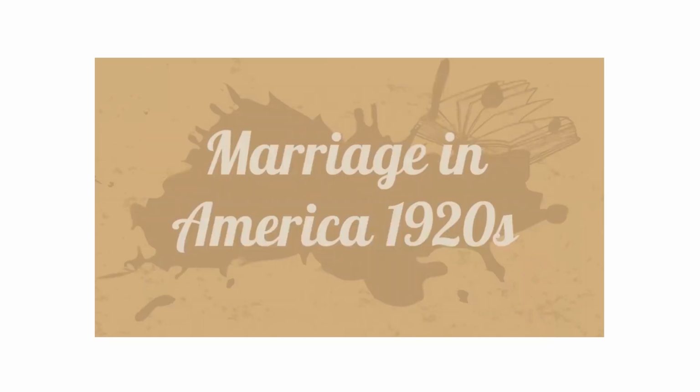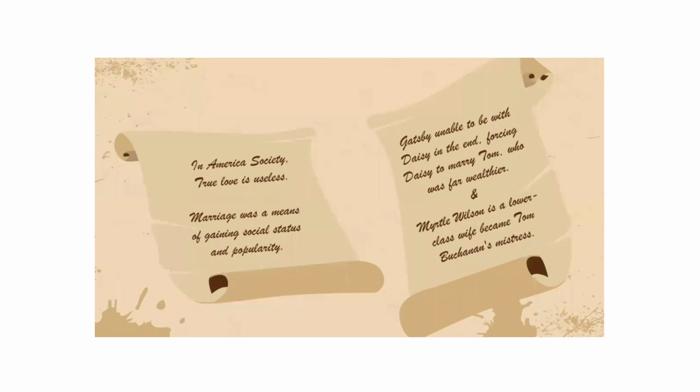Marriage in America during the 1920s. True love was seen as meaningless in American society at the time. Marriage was a way to gain social position and popularity. This happened to Gatsby, who couldn't be with Daisy in the end due to their social class difference, forcing Daisy to marry Tom, who was considerably wealthier than Gatsby. Myrtle Wilson is a lower-class wife who opted to be Tom Buchanan's mistress in the hopes of social equity, despite being nothing but a toy for Tom.